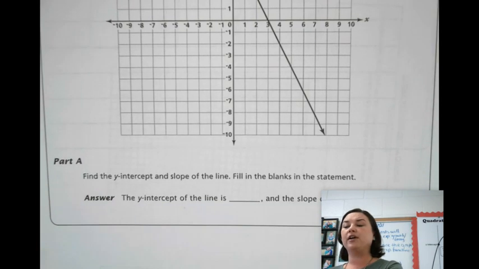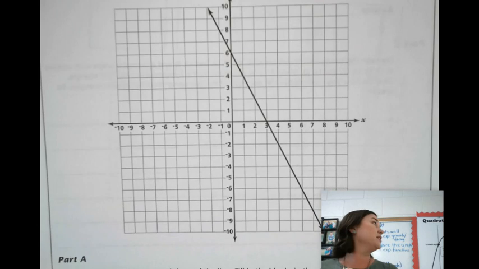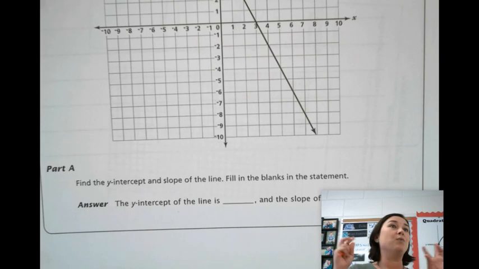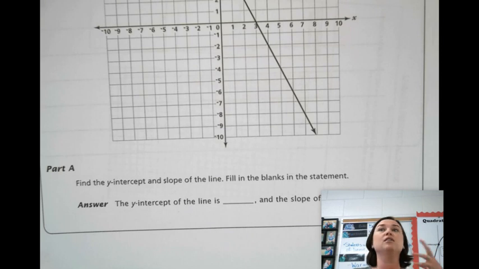So the easier part is the y-intercept. What is the y-intercept? 6, because what does y-intercept mean? Where it crosses the y-axis. And the letter that we use to represent y-intercept in slope-intercept form is b: y equals mx plus b, where b is the y-intercept.